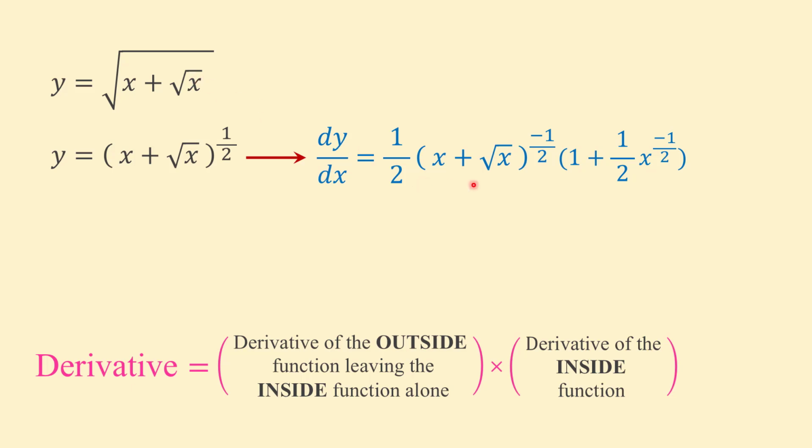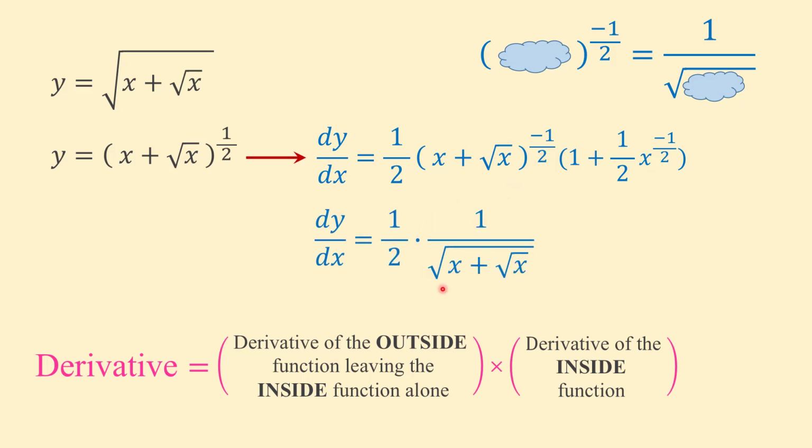But if you prefer, you can rewrite this answer in the radical form again. Let me remind you that any expression to the negative 1/2 can be rewritten in this form, 1 over a square root of that expression. So we can rewrite x plus a square root of x to the negative 1/2 in this form, 1 over a square root of x plus a square root of x. And we can rewrite x to the negative 1/2 as 1 over a square root of x.